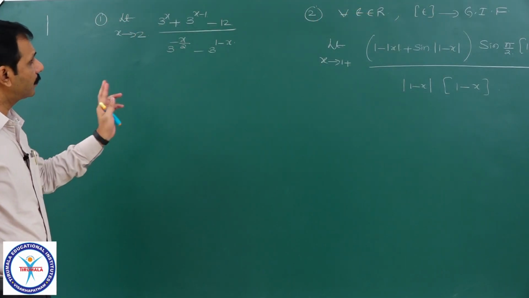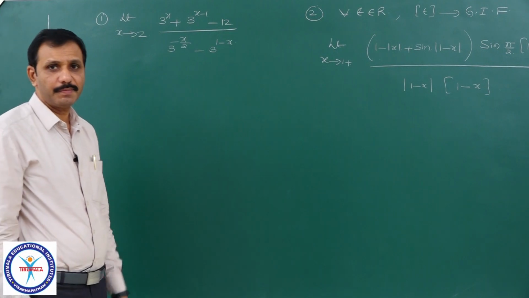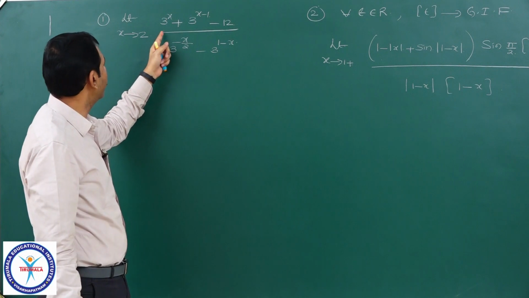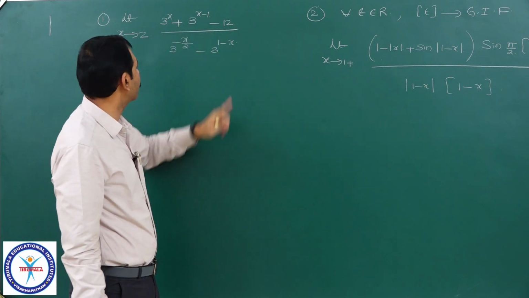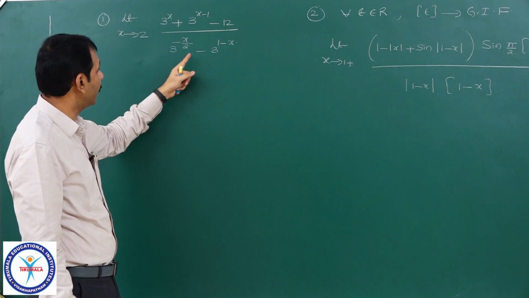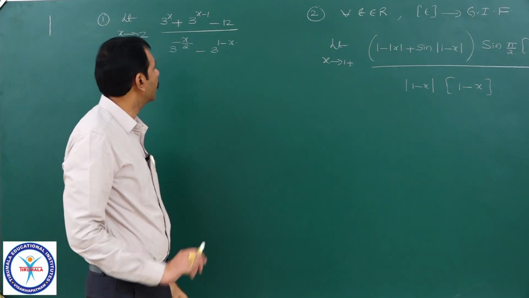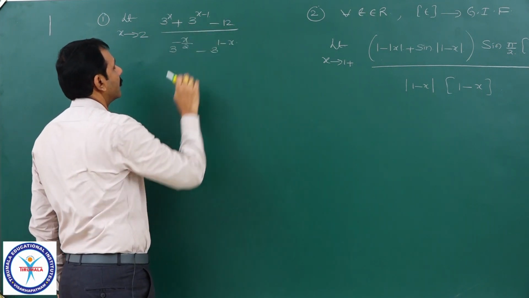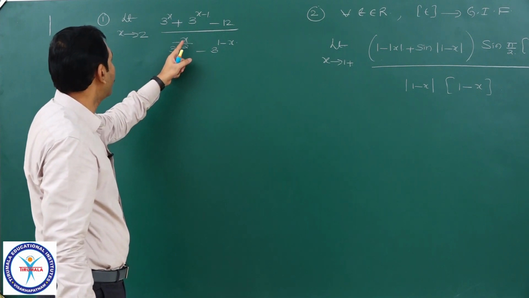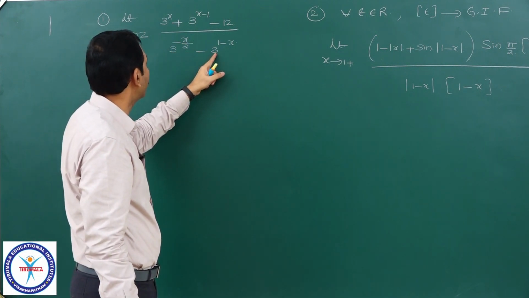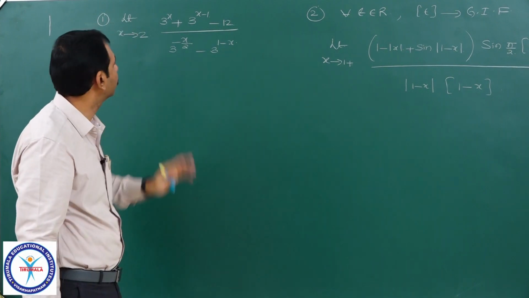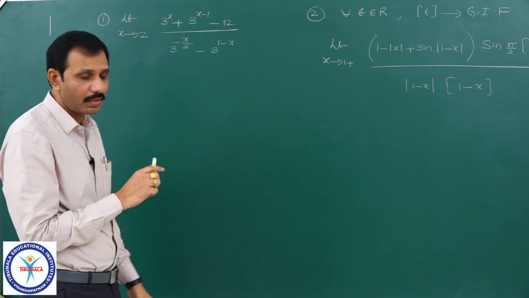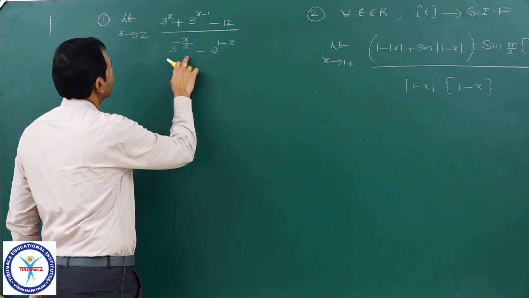Yes, these two are recent JEE problems. Observe these. Limit x tends to 2, 3 power x plus 3 power x minus 1 minus 12, by 3 power minus x by 2 minus 3 power 1 minus x. See this? The moment you take x equal to 2, 9 plus 3, 12 minus 12, 0 by 3 power minus 1 minus 3 power minus 1, 0 by 0 form. Of course, you can differentiate, I mean L'Hospital rule, but without that only we will do.